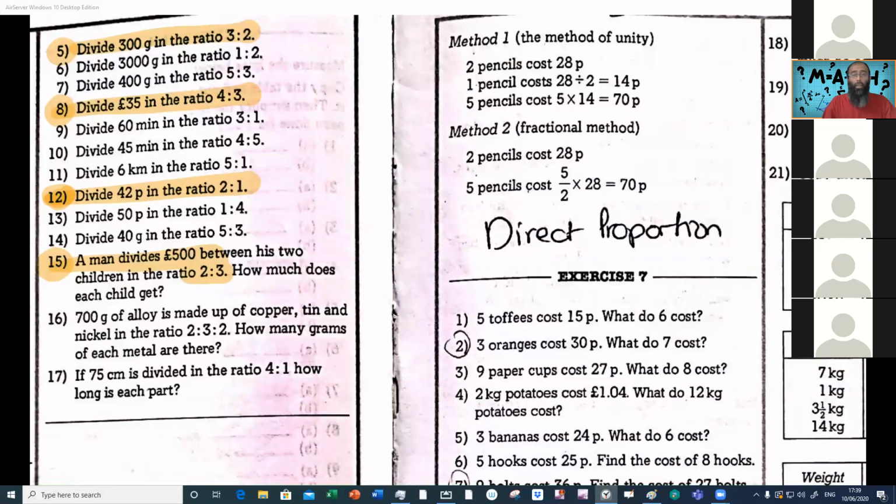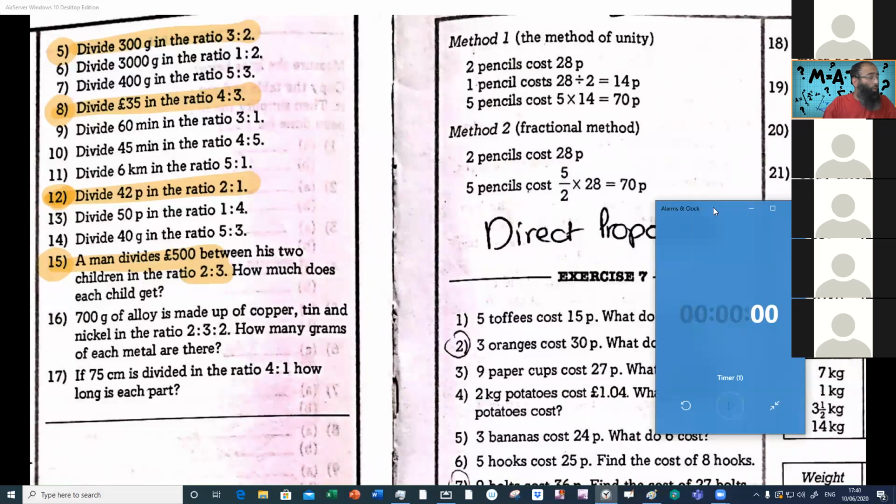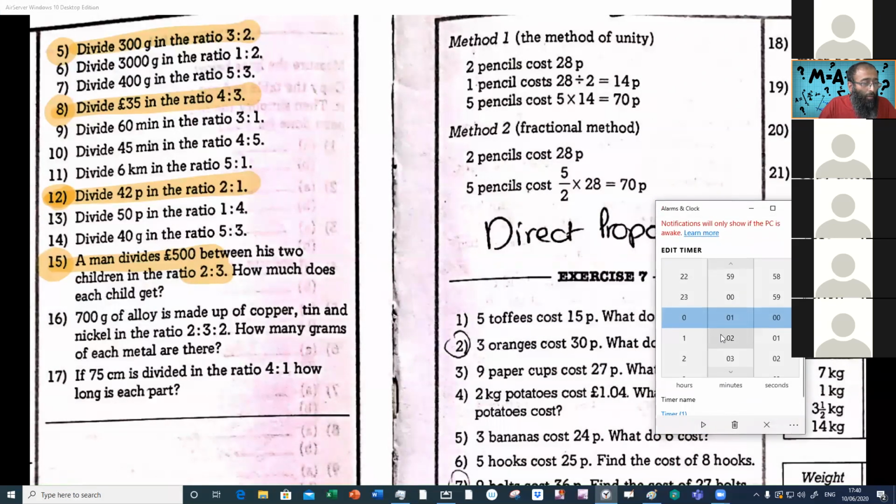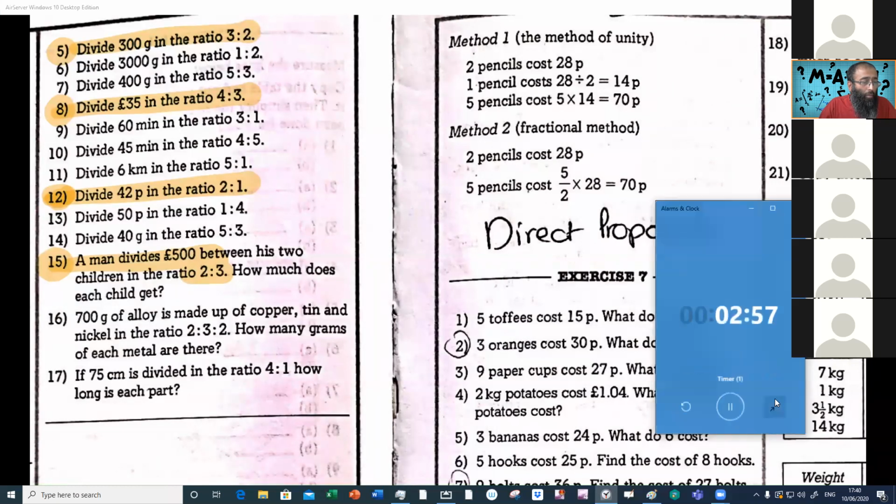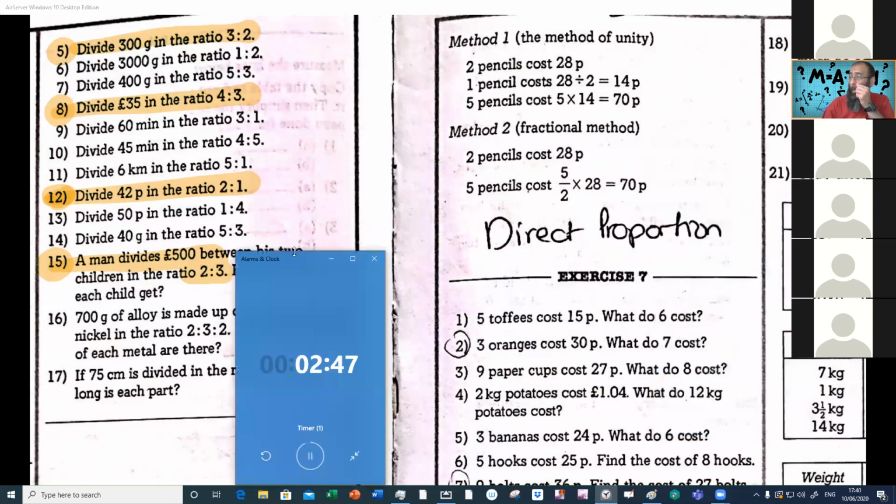Does anybody have any questions before we start? No? Okay, lovely. Right, I'm going to put on a timer for you. For those 4 questions, we're going to give you 3 minutes. Let's go for 3 minutes. Go. There's your timer. Off you go. Hopefully you can see the timer. Okay, folks, have a go at that.